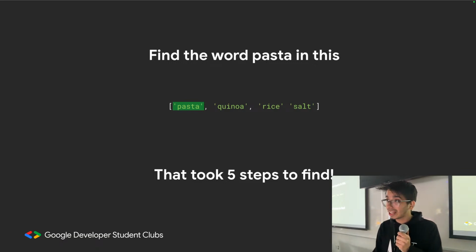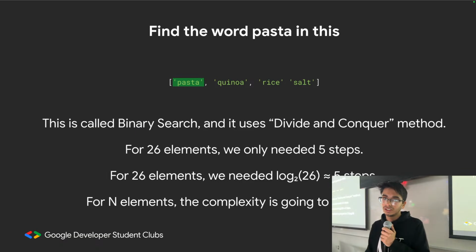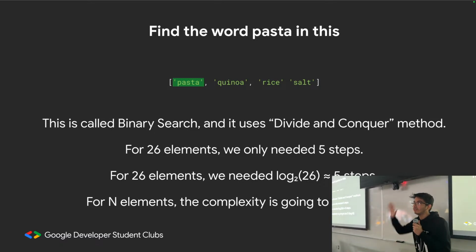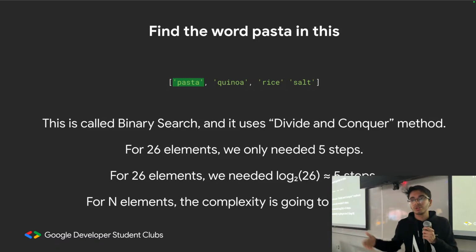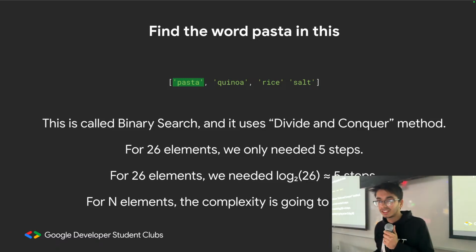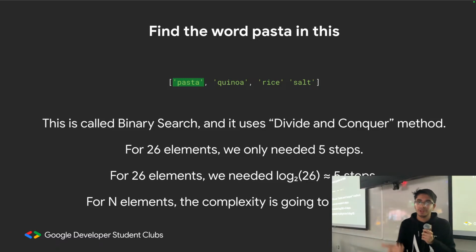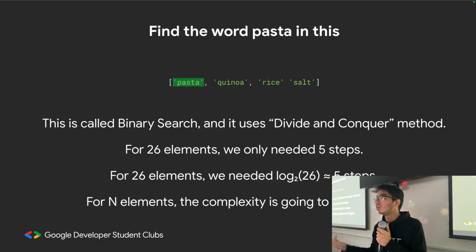So what's the complexity now? It only took 5 steps with this algorithm to find pasta. This is called binary search because it uses divide and conquer. For 26 elements, we needed only 5 steps. If you do the math, it's log base 2 of 26, which is about 5 steps. So the complexity is going to grow as O(log n).